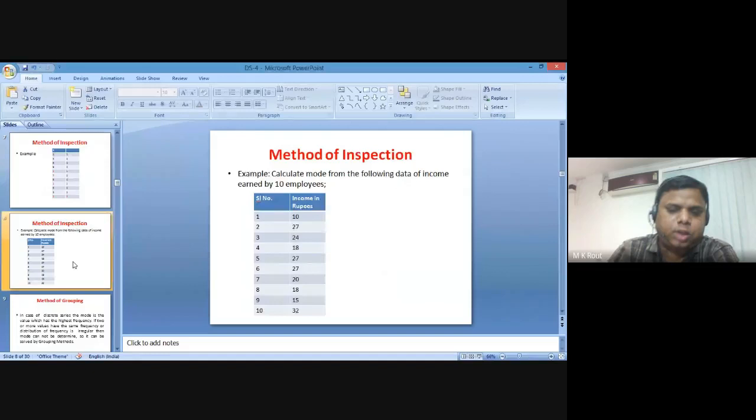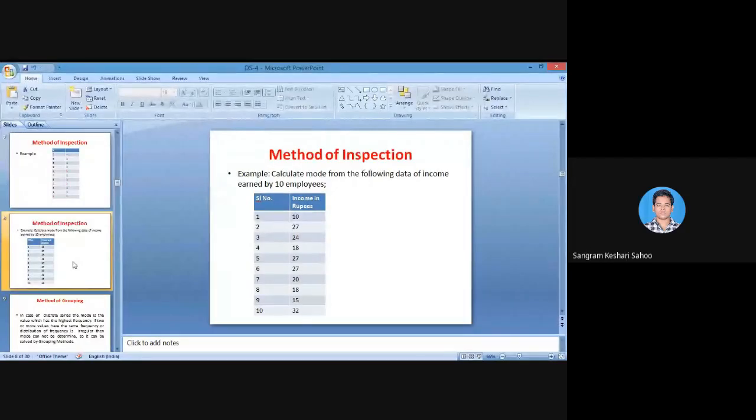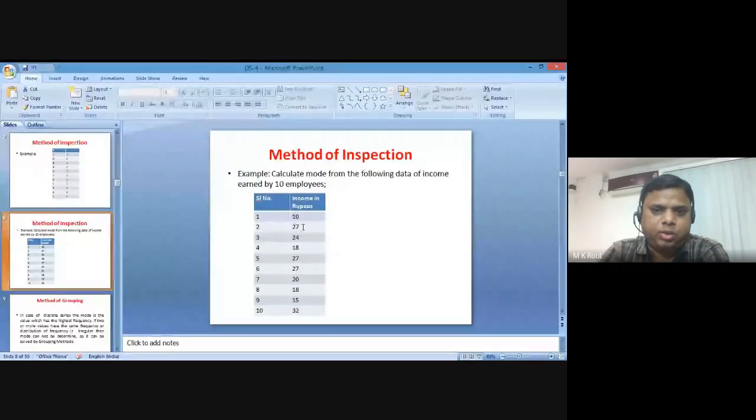Try to solve this one. Calculate the mode of the following data of income earned by 10 employees. So what is the value of mode here? 27, sir. The answer is 27. By the inspection method from the following distribution, you can find 27 appears 3 times. That is the highest value in the given distribution. So the mode equals 27.